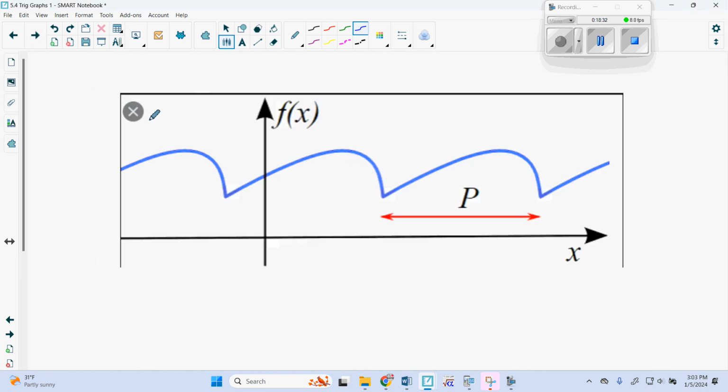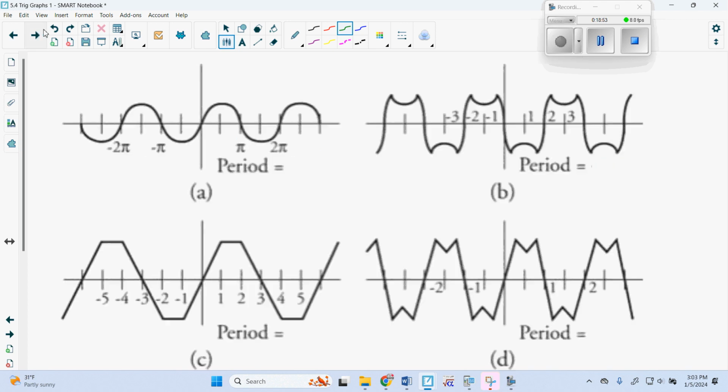Let's say we have this. This is not any trig function, but to help you visualize what we're talking about here. This part right here is one period. This graph just repeats this shape over and over again. Then there's another period, and it starts again. So this graph is periodic. It just does the same thing over and over.